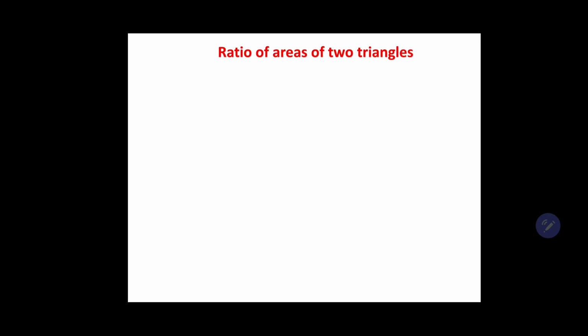The basic formula for the area of any type of triangle is 1/2 base into height. So to understand the relation between the ratio of areas of two triangles, we have to use this basic formula. So our next point is the ratio of areas of two triangles. For that, let us consider two triangles, triangle ABC and triangle PQR. For both of these triangles, we have to use the formula for the area of a triangle.